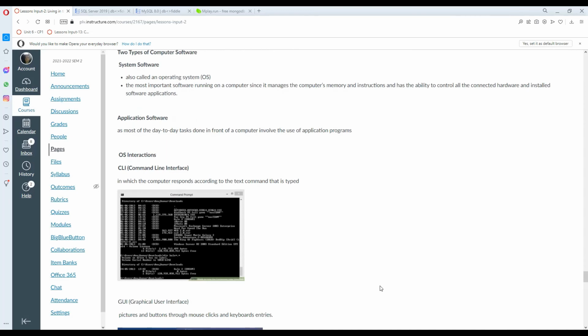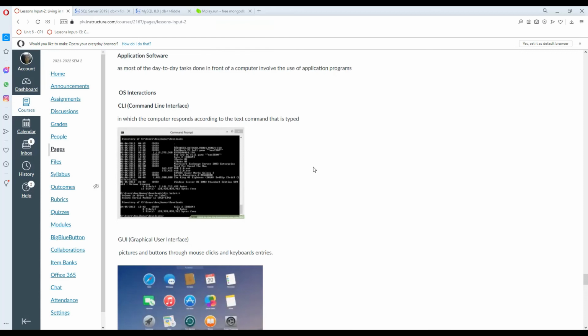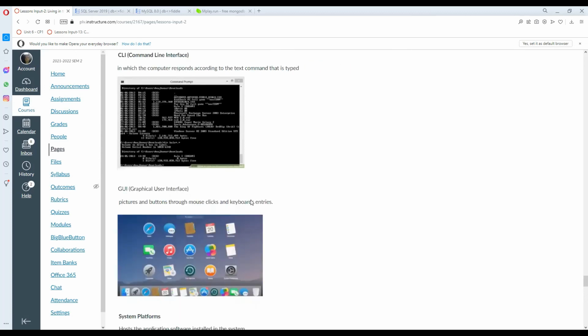Application software, as most of the day-to-day task is done in front of the computer, involves the use of application programs. As interaction, how do we interact with the operating system? We interact by using either CLI or command line interface, wherein the computer responds based on the commands entered on the text command interface or the command line interface, which we also called as DOS or DOS prompt.